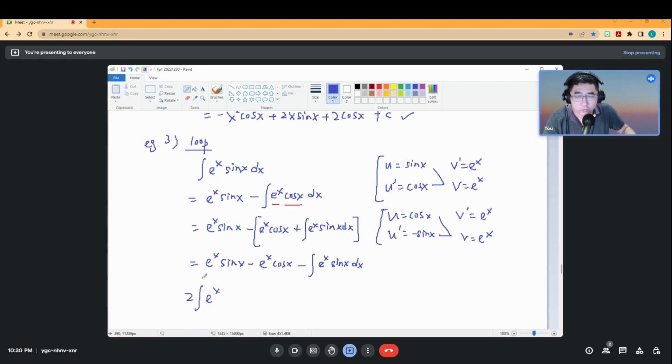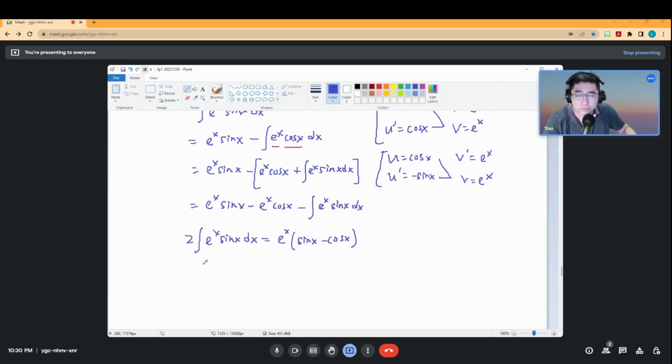By shifting it over, it becomes plus 2 times it equals e^x (sin x minus cos x). Bring the 2 over: the integral of e^x sin x dx equals 1/2 e^x (sin x minus cos x) plus c. Now you can put the plus c here because you have already completed the integration.